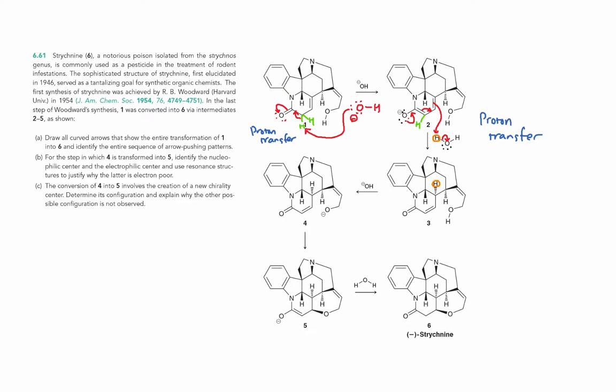Now from the third structure to the fourth structure, I see only an acid-base reaction. So I have the oxygen lone pair that's gonna actually grab that hydrogen. So hydroxide acts as a base, and then we're gonna get the negative charge on that oxygen.